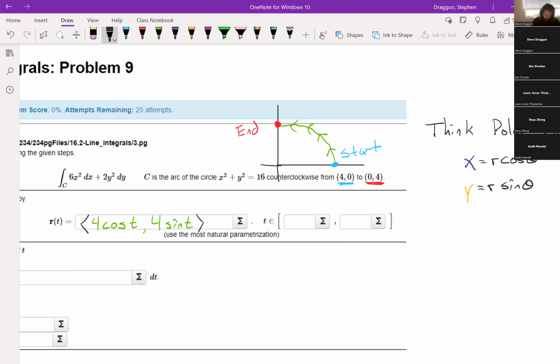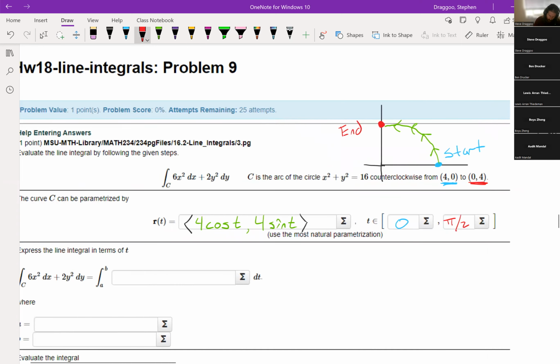So my starting position is along the x-axis. That's an angle of 0 radians, so my initial t value is going to be 0. My ending position, which was (0, 4), is on the positive y-axis. It's an angle of pi over 2. So that's where I'm going to get my bounds from. We're going to use those two angles, the angle to my starting point and the angle to my ending point. So 0 to pi over 2, I'm just doing that quarter circle arc. That's the curve that we're going along.